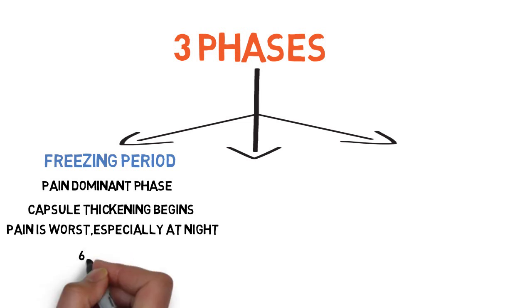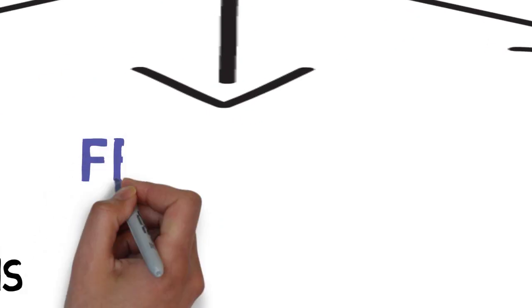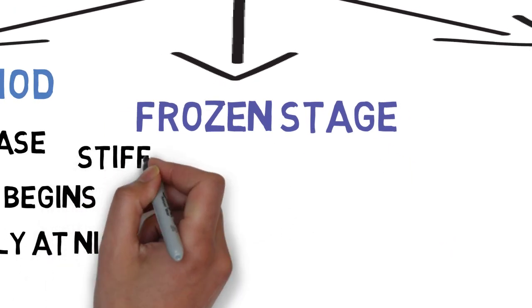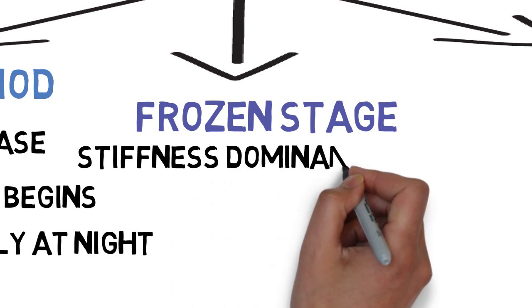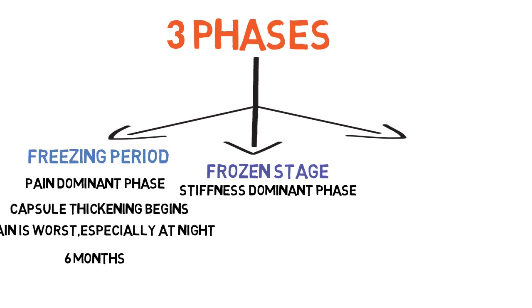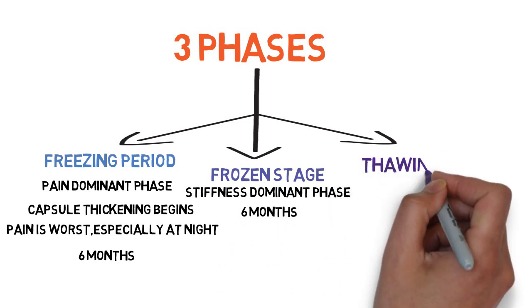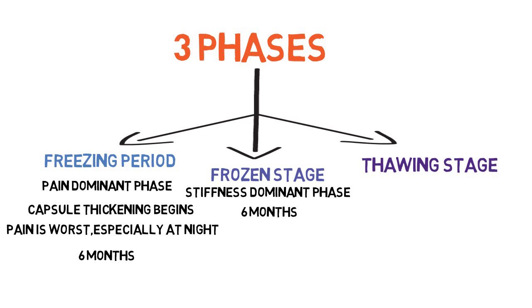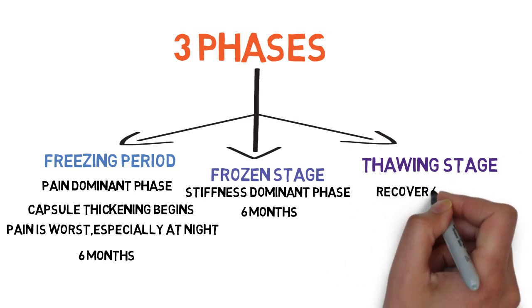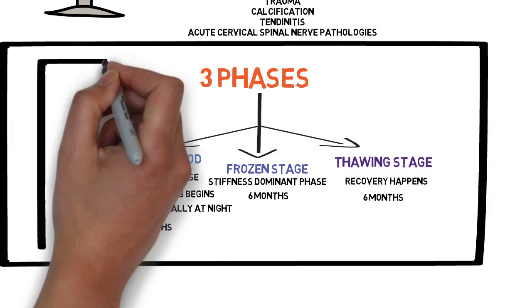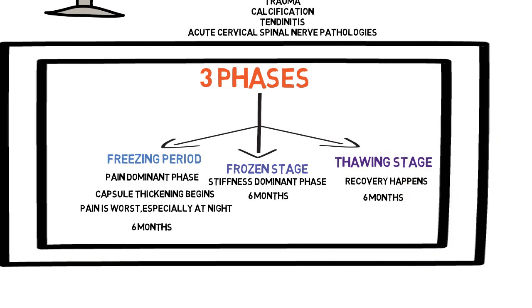The second phase is frozen stage. Here, the pain seems to reduce, but stiffness develops in the joint. This phase will also last for around 6 months. The last phase is called thawing phase. In this phase, the stiffness starts reducing on its own. This phase may last from 6 months to 1 year. The patients should be aware of the condition so that they can manage their expectations and set goals accordingly.